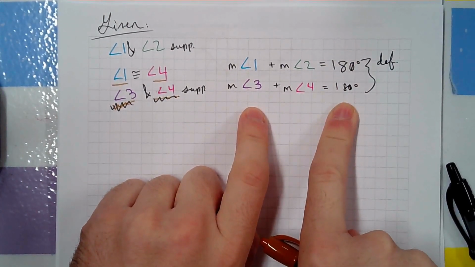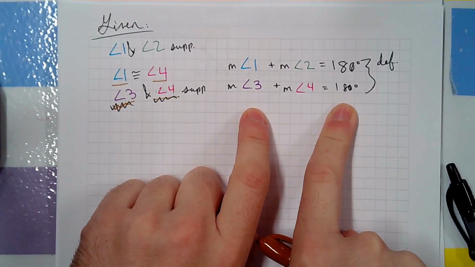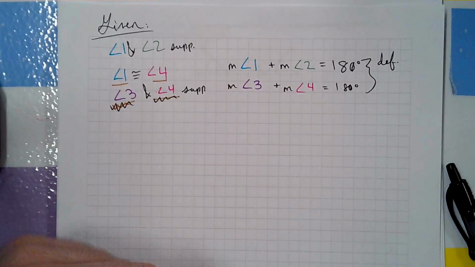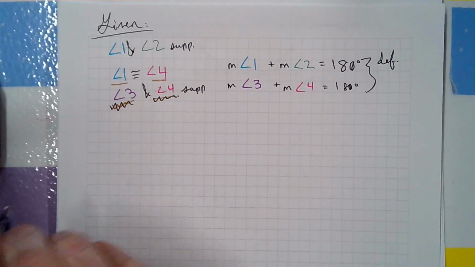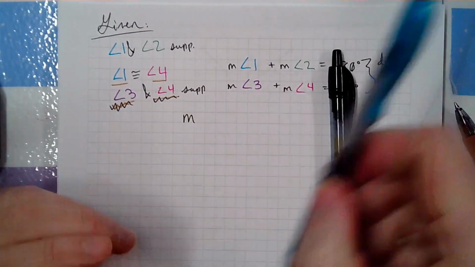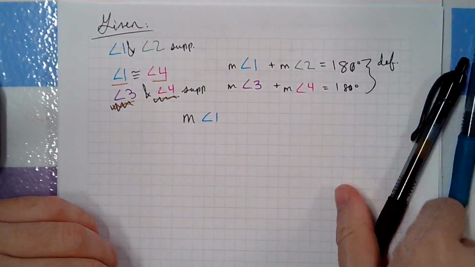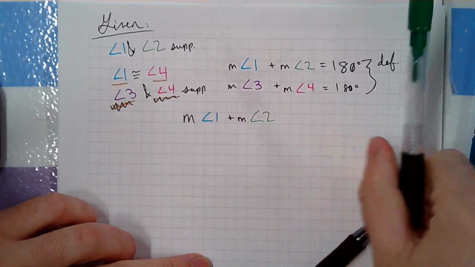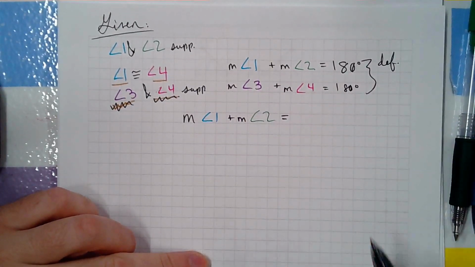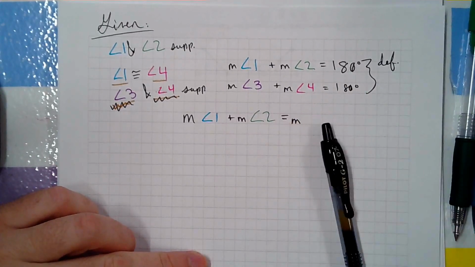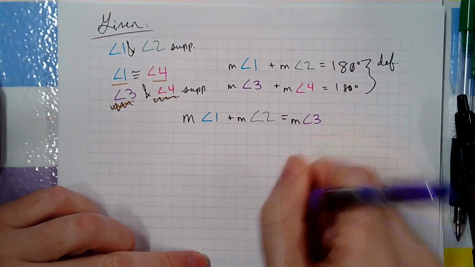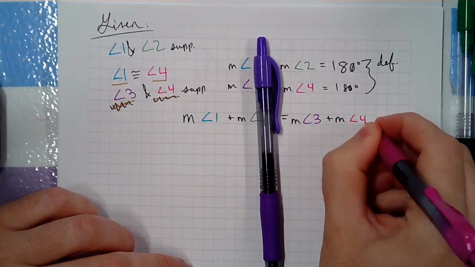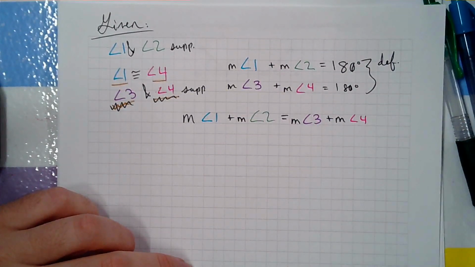But there's something else they have in common: 180. So these must equal those. Do you see it? Okay, cool. So let's write that. Measure of angle 1 plus the measure of angle 2 equals, not 180, we're going to switch that out for measure of angle 3 plus the measure of angle 4. And we did that by substitution.